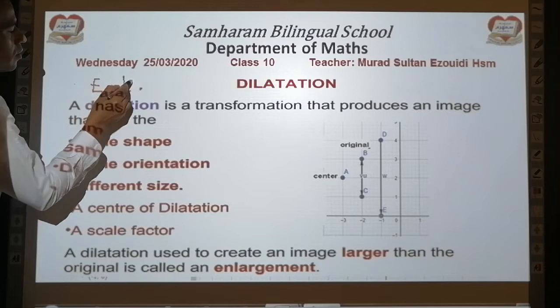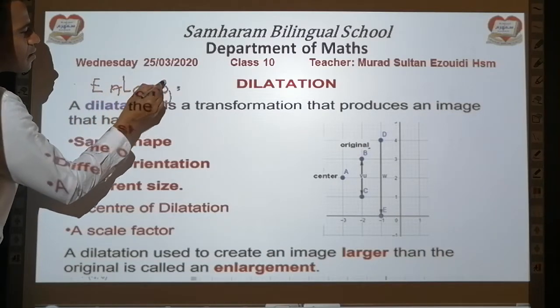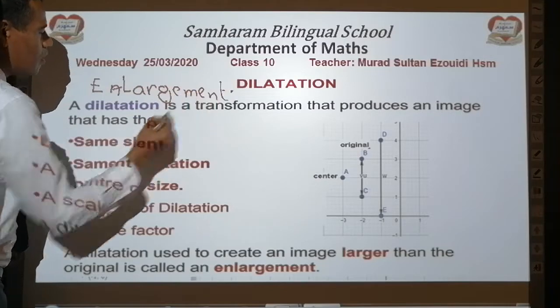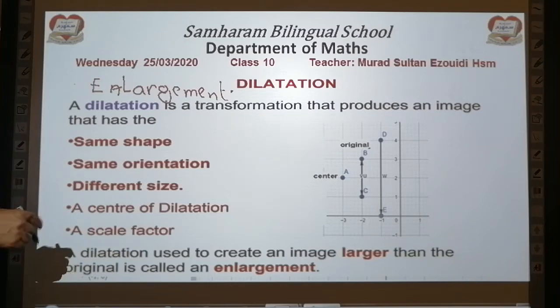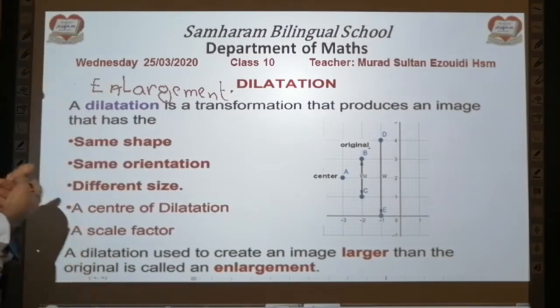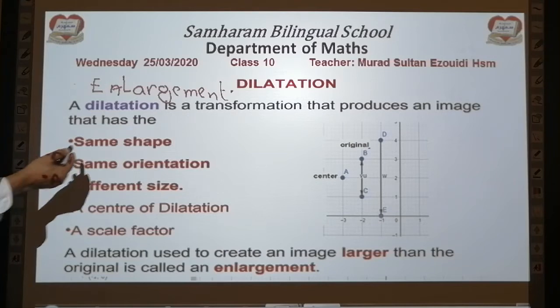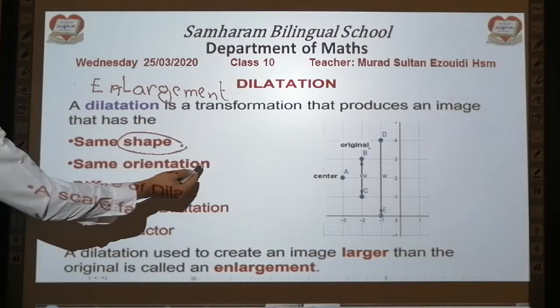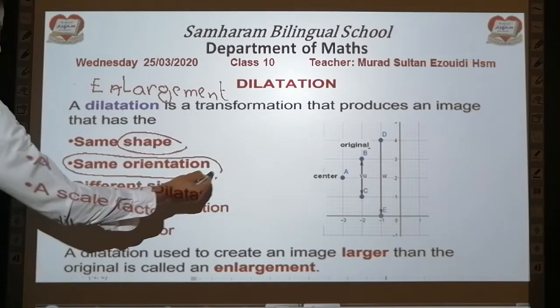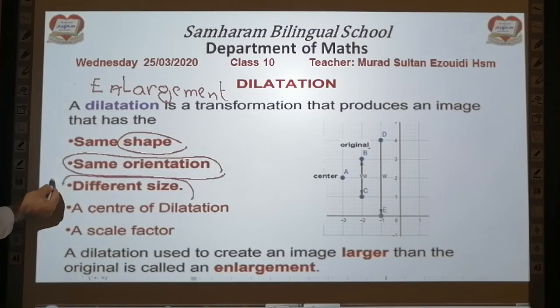Enlargement. The same meaning, my kids. Enlargement is to enlarge the shape. It is a transformation that produces an image that has the same shape, the same orientation, and a different size, of course. So the dilatation or enlargement can only keep the same shape and the same orientation, but with a different size.